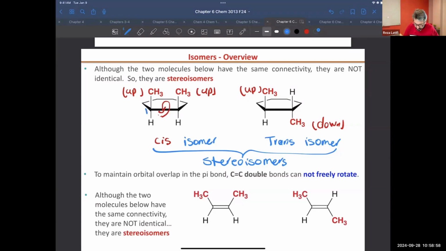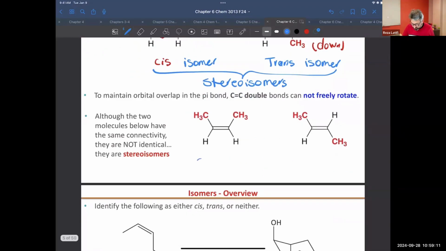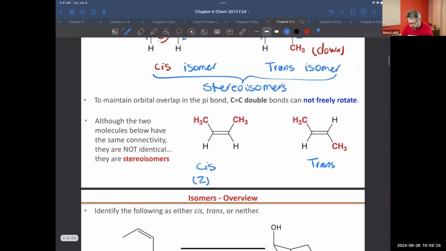On the first carbon, you have a methyl, and on the second carbon you also have a methyl. So the connectivity is the same, only the direction is different. Another example: we have a cis and trans isomer. Or you can say the first one is Z, because they are in the same direction, and the second one is E, because they are across from each other. When I say across from each other, I'm talking about those substituents.